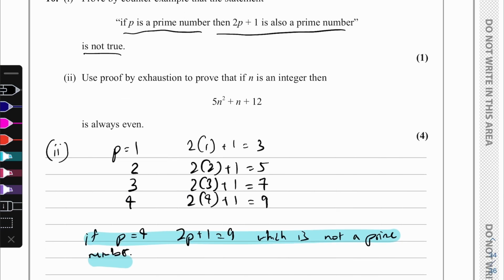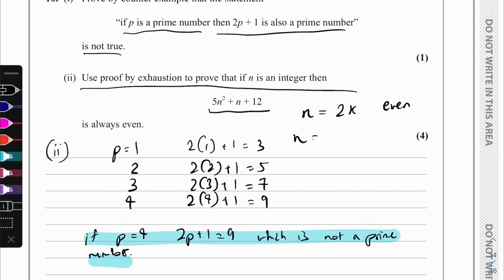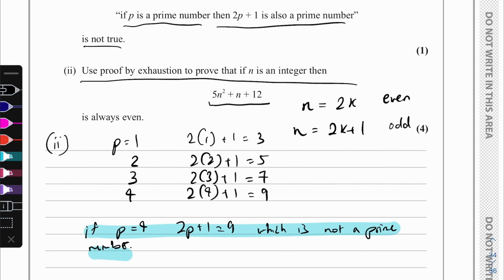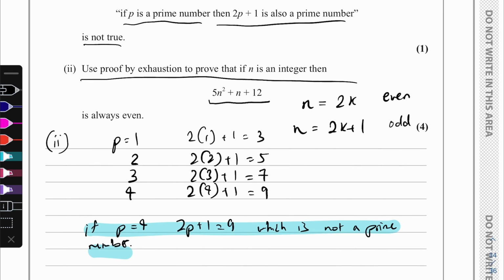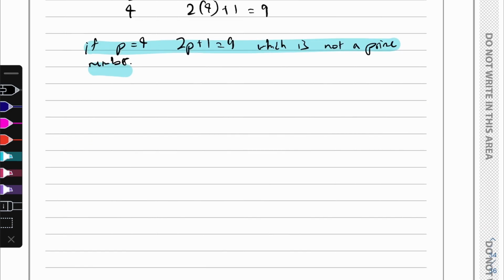Now, then it says use proof by exhaustion to prove that if n is an integer, then 5n squared plus n plus 12 is always even. Now for these questions, you have to prove for n equals 2k for even cases, and n equals 2k plus 1 for odd cases. So we have to use both values and substitute them and show that they're still even. How can we show they're even? If they multiply by 2 anywhere at the end. That's how we show if it's even or not. So now let's use that.